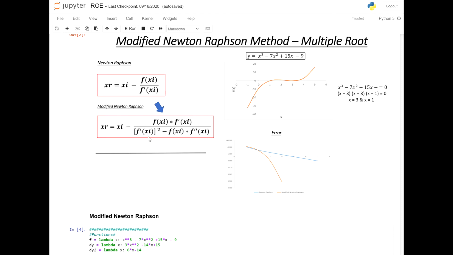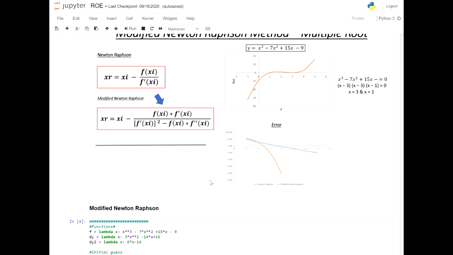And we have introduced the modified Newton-Raphson with this equation here. xr is equal to xi minus the function at xi multiplied by the derivative, divided by the derivative squared minus the function at xi multiplied by the second derivative. And this is the big change here. We're dealing with the second derivative of the function. So if you're using the modified Newton-Raphson, you need the function, the first derivative, and the second derivative. So that being said, let's move on to the Python code.